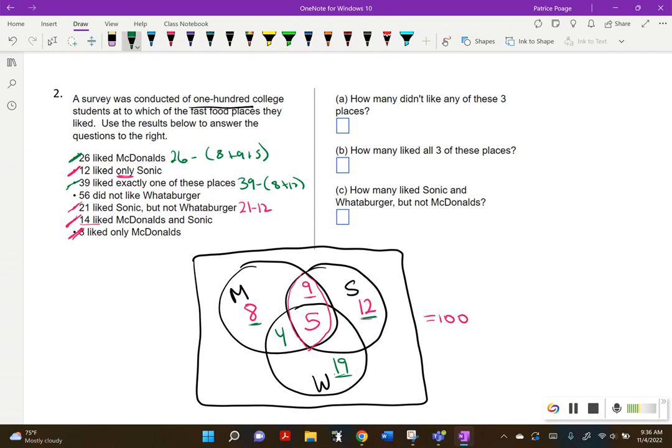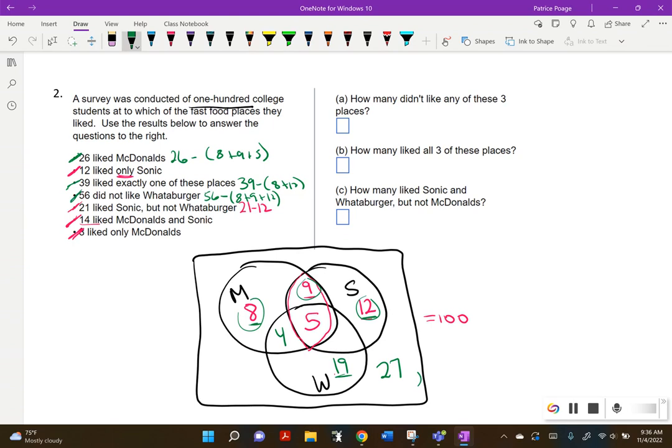56 did not like Whataburger. So take your thumb and cover up the Whataburger circle. And that's going to leave you with 8, 9, 12, and the outside number. So that all needs to add up to 56. So if we do 56 minus those numbers, 8 plus 9 plus 12, that leaves us with 27 outside here.